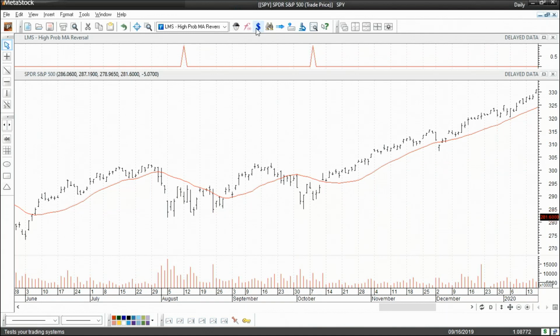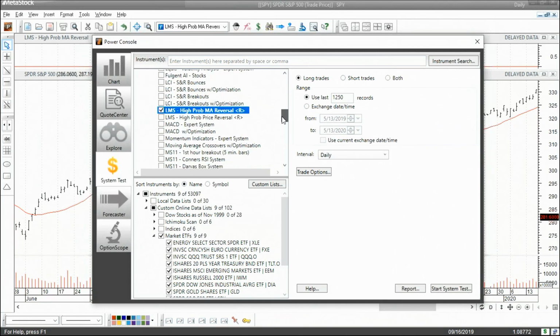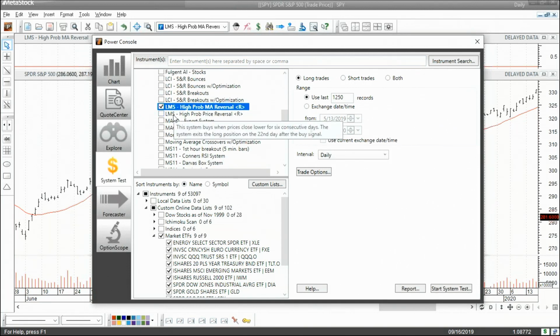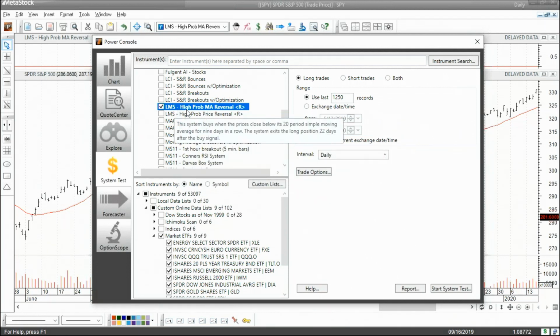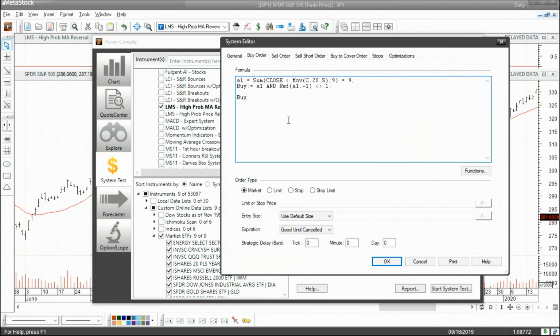So to do that, we're going to open up our system tester here. And again, in the system tester, if you scroll down to the formulas, you're going to find 2 system tests that are pre-written for you. One is the LMS high probability moving average reversal and the other is the high probability price reversal. So again, I'll just open up the first one here. And you'll notice that I just put in a quick note of what the system does. But again, the formula is very, very simple in this case.